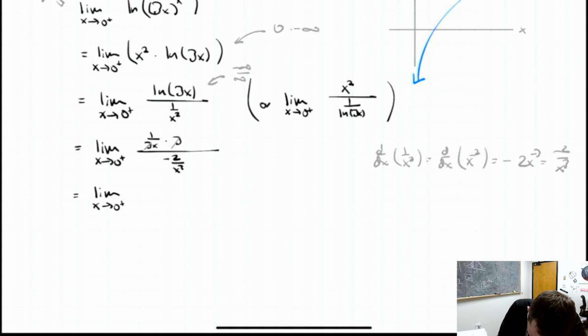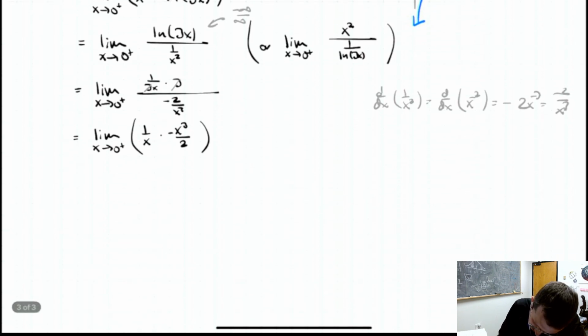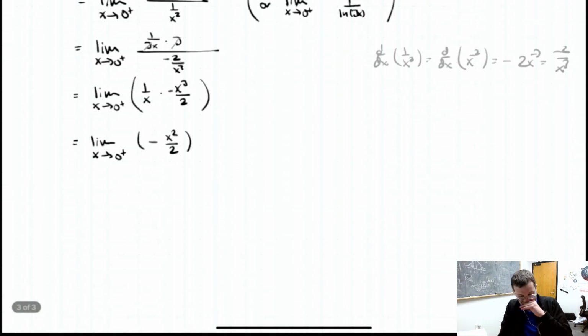And I'm left with 1 over x in the numerator, and then when I divide by a fraction, it's the same thing as multiplying by the reciprocal of that fraction. So this is minus x squared over 2. What do I do now? I try direct substitution, which gives me 0.